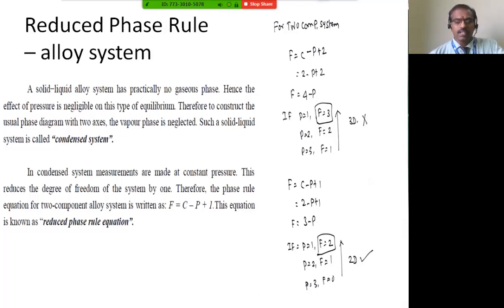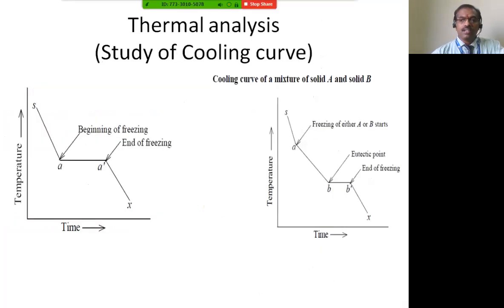Very good. Understood or not? Yes. Thank you. The next one, we will start with thermal analysis. Now, I am going to educate you on how to construct the phase diagram. We are constructing the phase diagram based on thermal analysis. What is thermal analysis? The study of cooling curves of various compositions of the system.